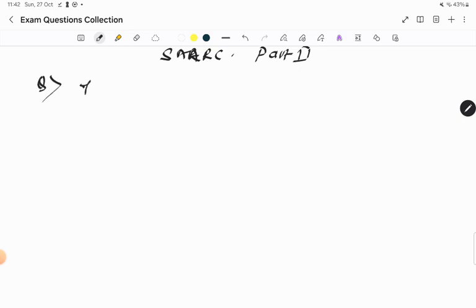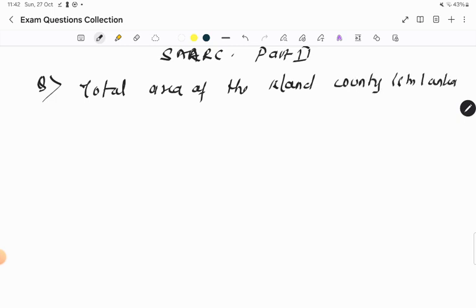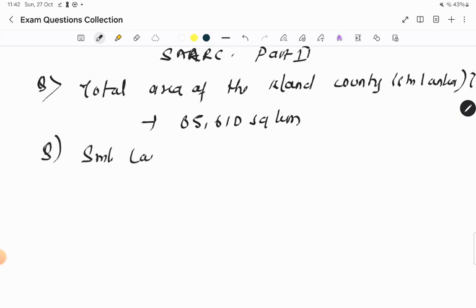So what is the total area of the island country? So which country is called island country? Island country it is Sri Lanka. So what is the total area of the island country, that is Sri Lanka? It is 65,610 square kilometer. And what was Sri Lanka also known as? Earlier it was also known as Ceylon.